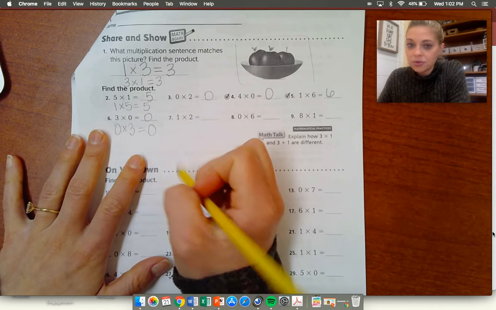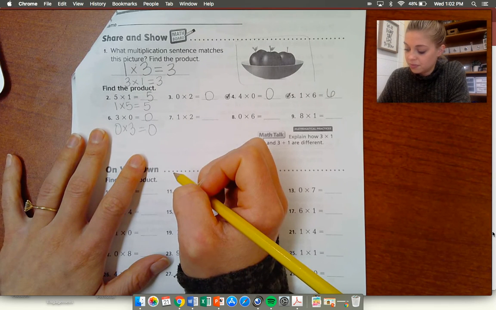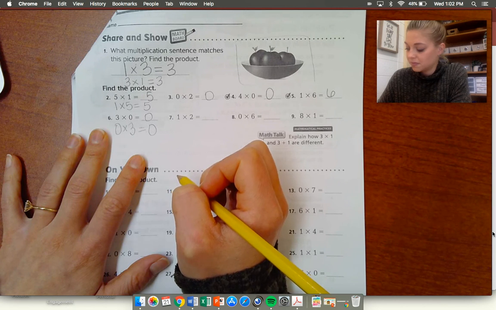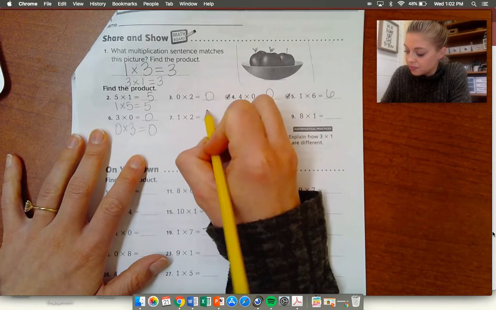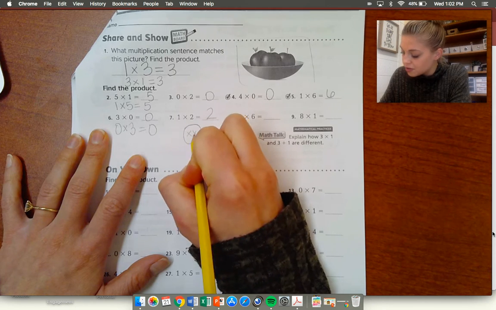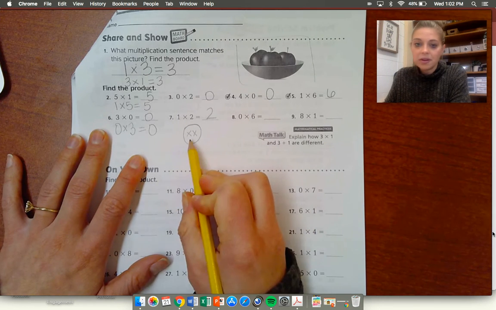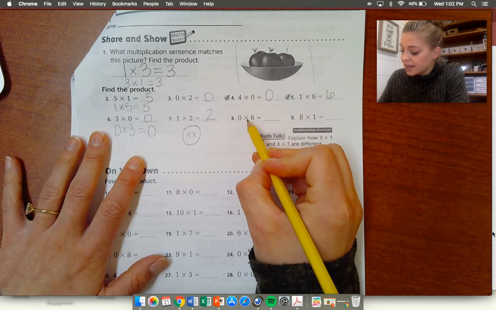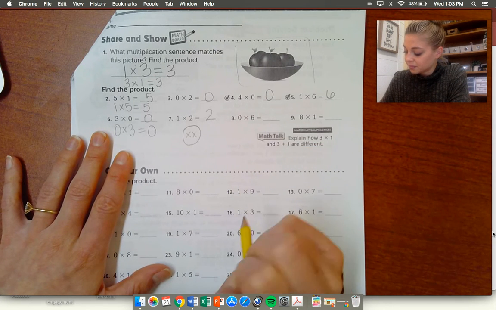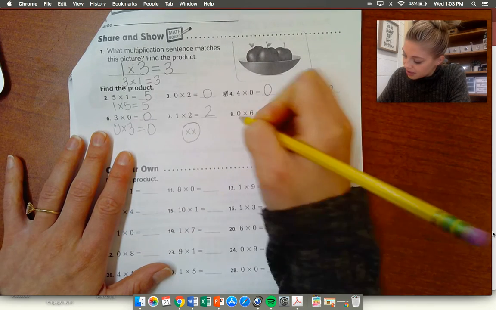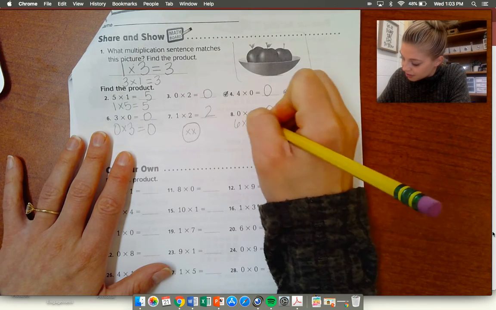1 times 2? What do you think that is? 1 times 2 is 2. Because if I have one group of 2, I have 2 objects in all. Number 8, 0 times 6. 0 times 6 is going to be 0. Same with 6 times 0 equals 0.